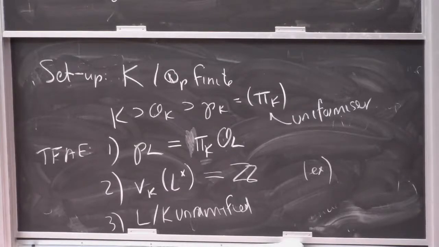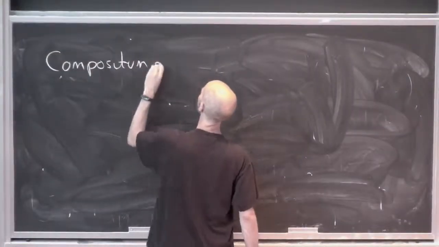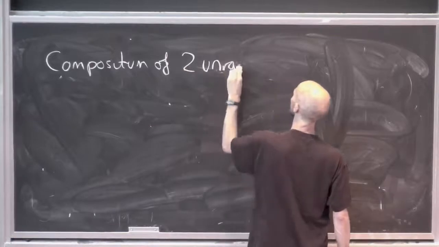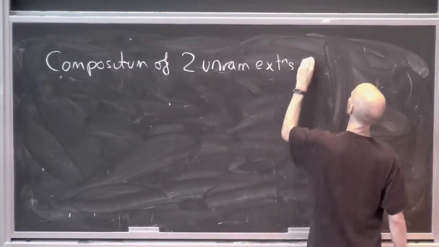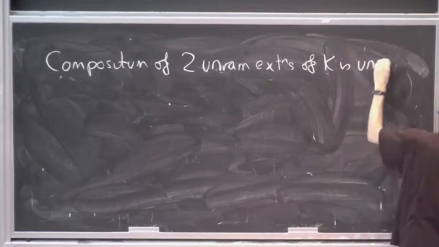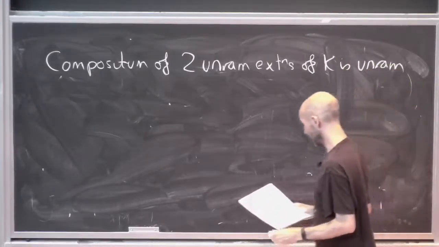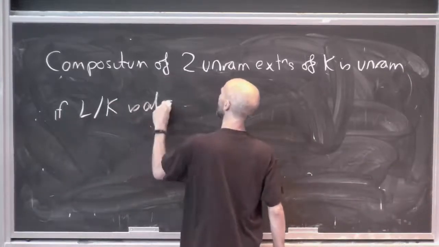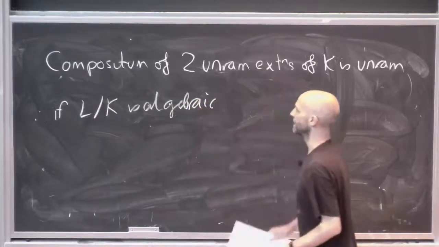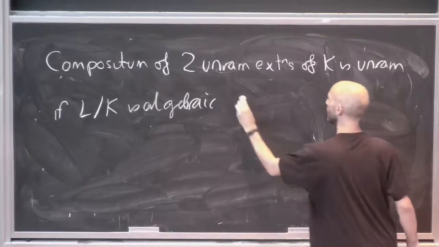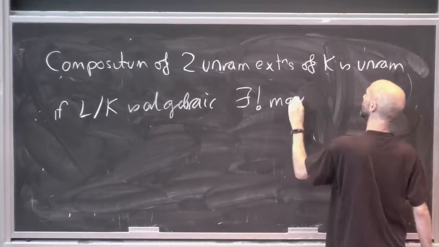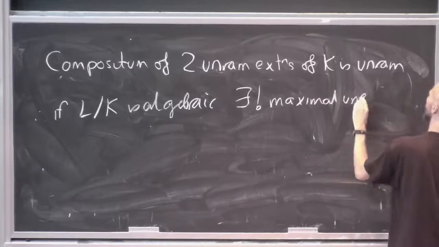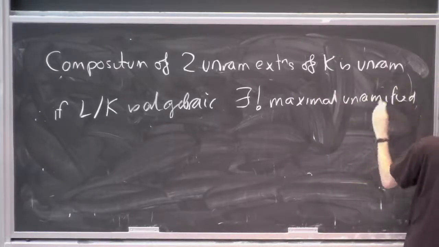So it turns out the composite of unramified extensions is unramified. So the compositum of two unramified extensions of K is still unramified. Again, that's an exercise. And therefore, if L over K is algebraic, there is a unique maximal unramified sub-extension.